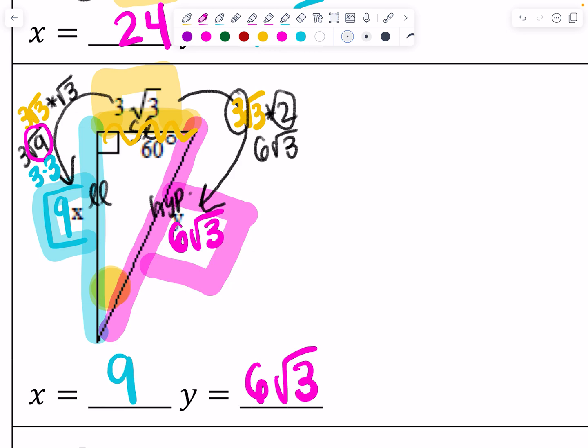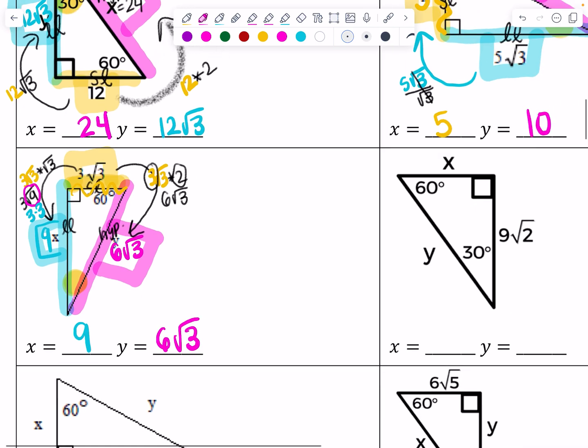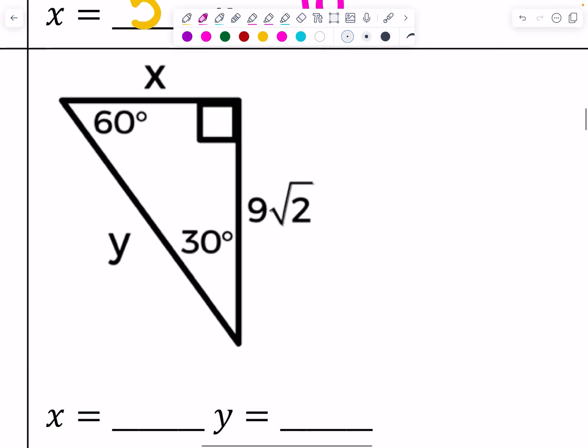Our yellow value is 3 root 3. Our blue value is that times root 3. And then our pink value is that doubled, that yellow value doubled. All right, so let's keep going.